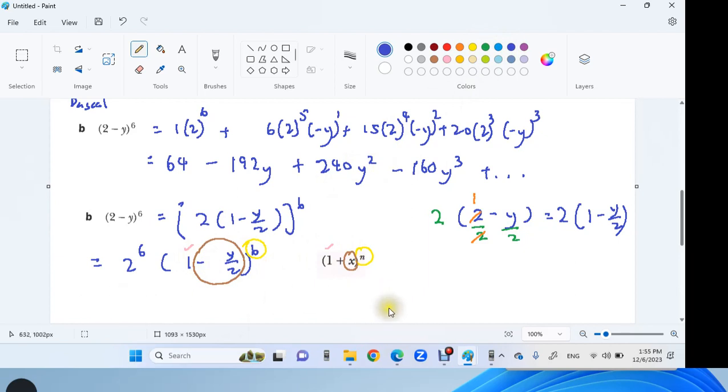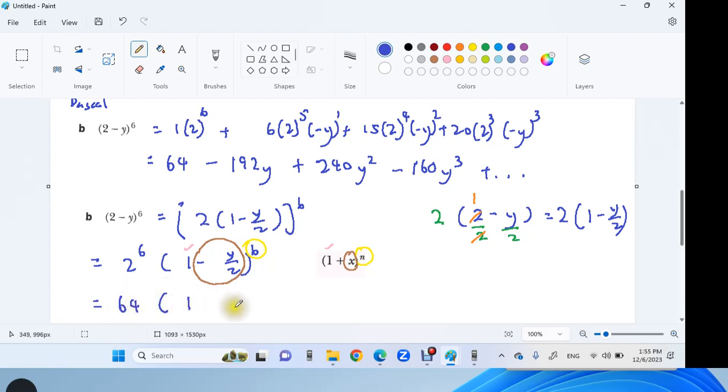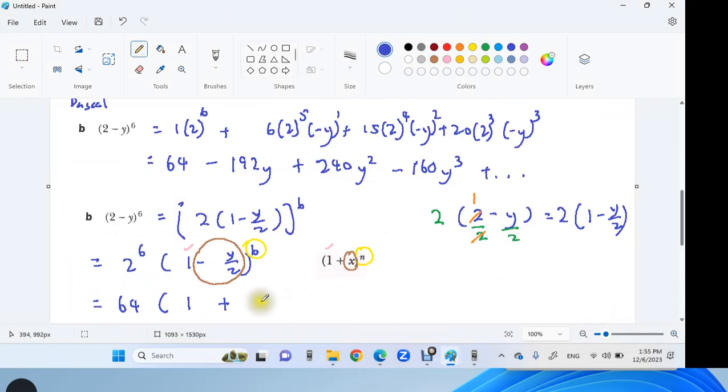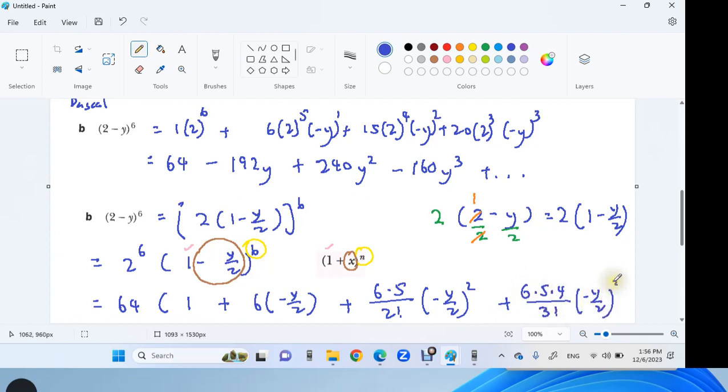So, okay, we have 2 to the power 6. 2 to the power 6 is actually 64. 1 plus, you can see this is 1 plus nx. So we have the nx as 6 times negative y over 2, plus 6 times 5 over 2 factorial times (negative y over 2) squared, plus 6 times 5 times 4 over 3 factorial times (negative y over 2) to the power 3.